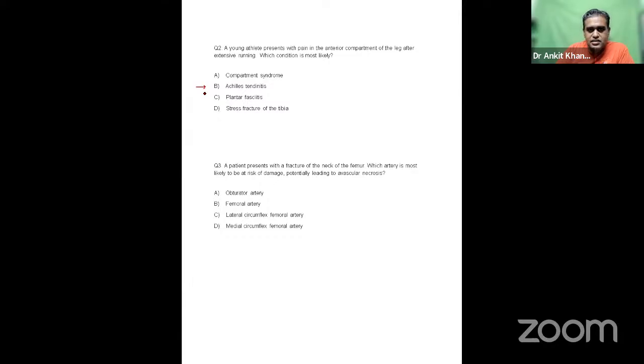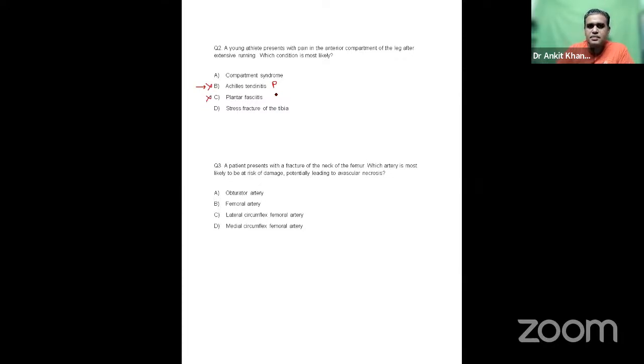Achilles tendonitis is what? What is the Achilles tendon? It is the tendon of the posterior compartment of the leg region, the tendocalcaneus that goes to the calcaneum bone. That is present in the posterior region, not the anterior. So you can rule out option B.